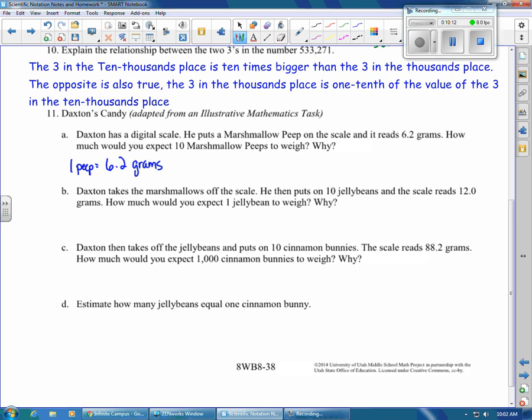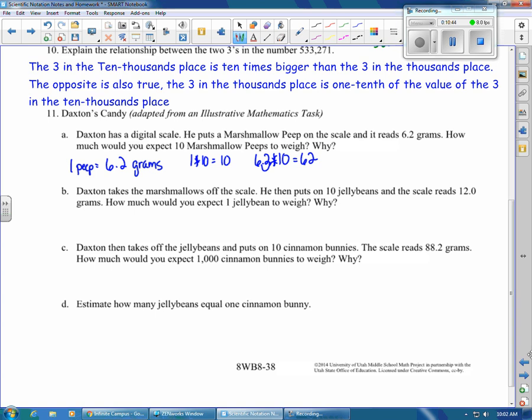How much would you expect 10 marshmallow peeps to weigh and why? Well, if I have to multiply 1 times 10 to get 10, to get the weight, I'm going to do the same thing with my 6.2. So 6.2 times 10, I'm going to move my decimal 1 to the right. I don't have to grab my calculator. I just move that over. It's going to be 62. So if I'm having 10 times the quantity, I'm going to have 10 times the weight.